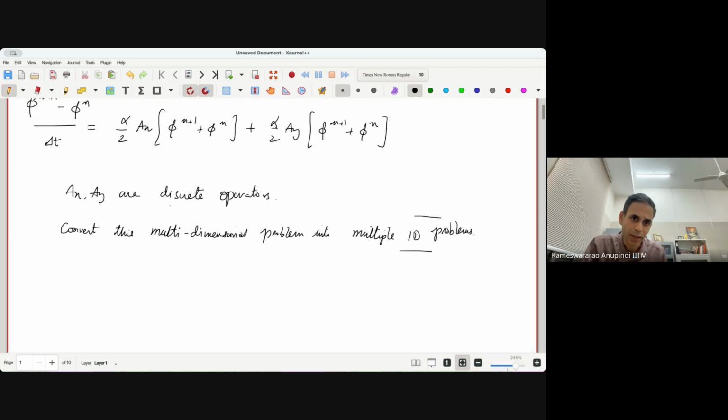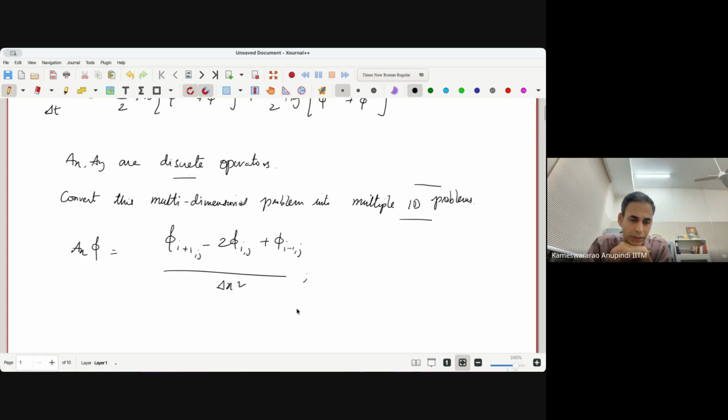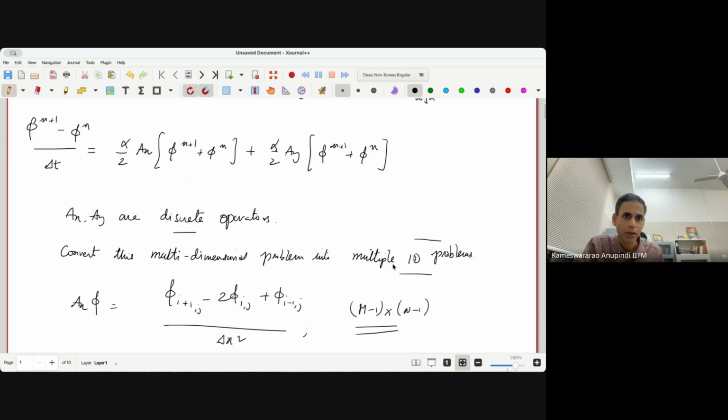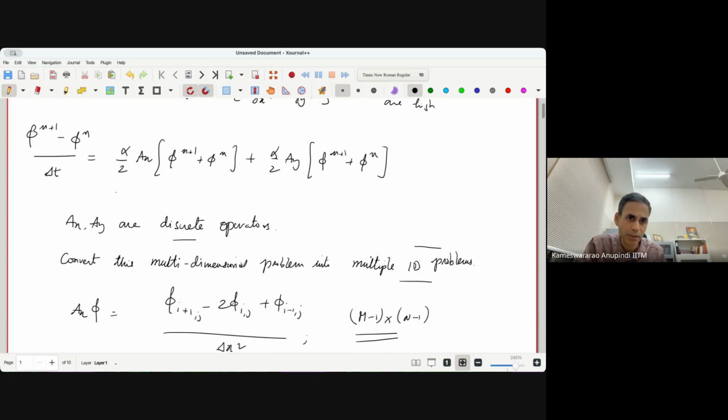Where Ax and Ay are the discrete operators, I can write, for example, Ax operating on phi as phi i plus 1, j minus 2 phi i, j plus phi i minus 1, j, divided by delta x square. So that is the operator. This is basically of the length m minus 1 times n minus 1, so many grid points. That is the length of the operator. Now we said we want to write this in matrix form, so I want to take phi n plus 1 to the left hand side and leave phi n on the right hand side.